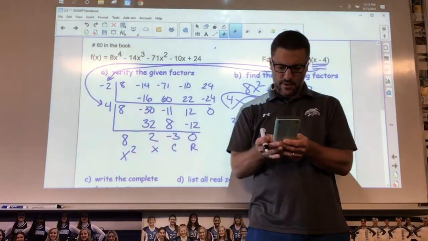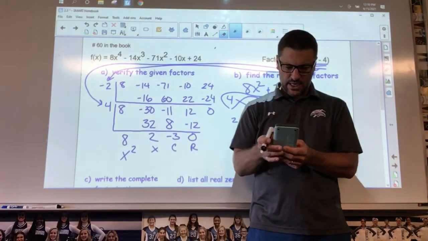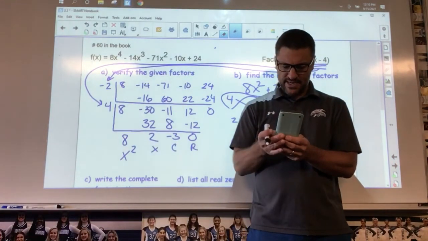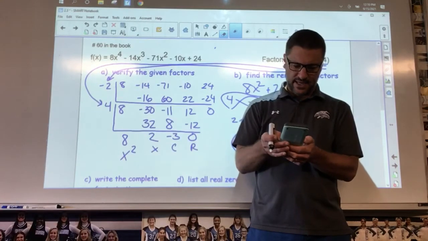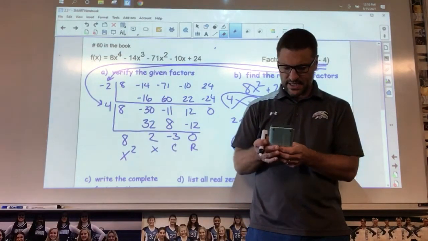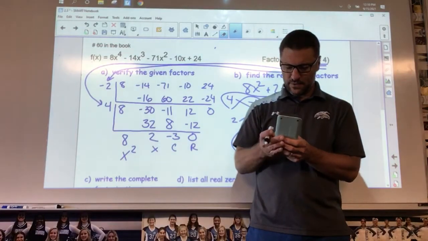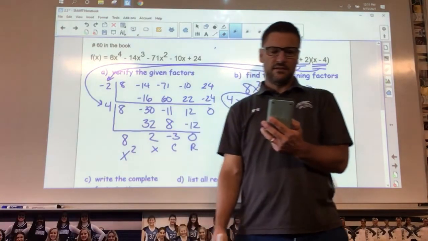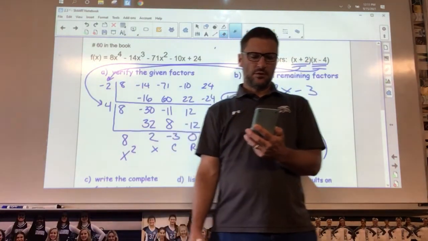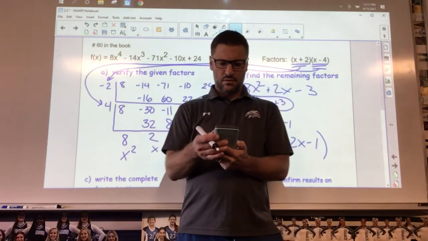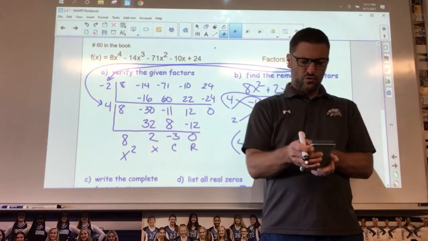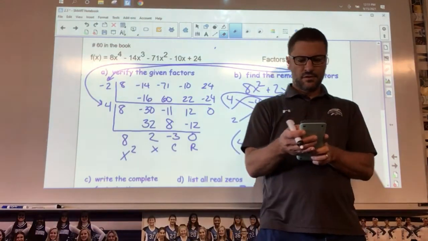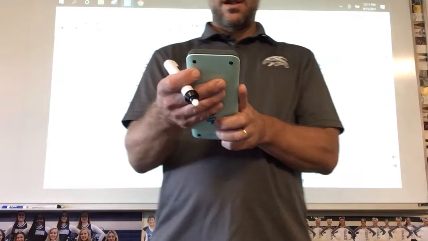8x to the fourth minus 14x to the third minus 71x to the second minus 10x plus 24. I graphed it, and mine's funky. I got a zoom standard. No, the X is not there. Yeah, sure, that's fine.